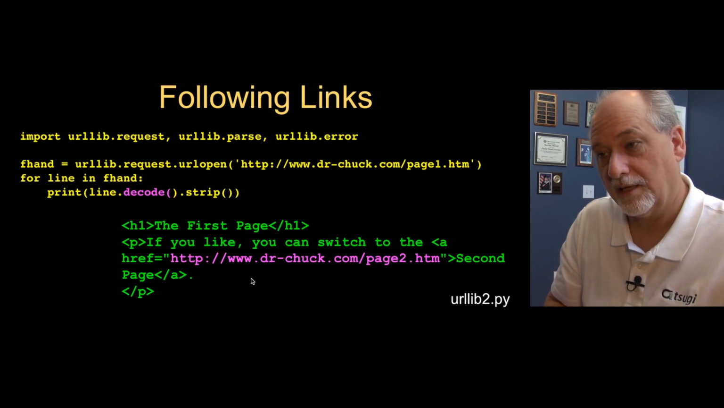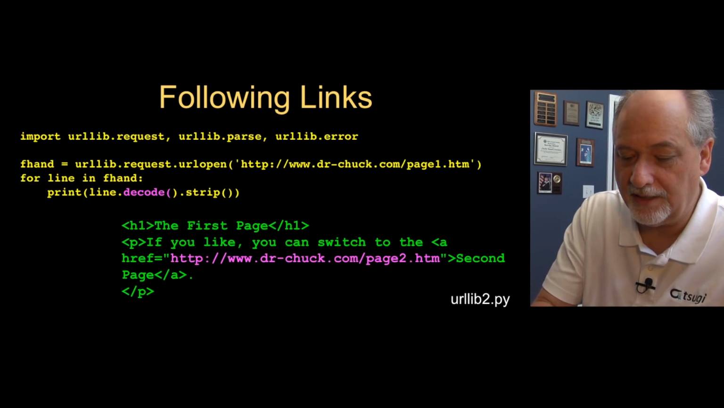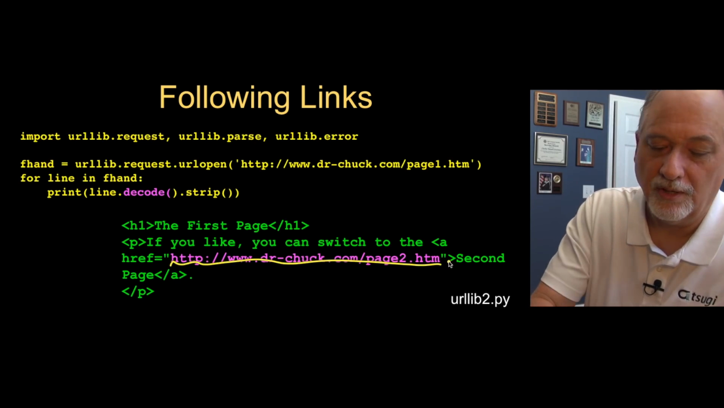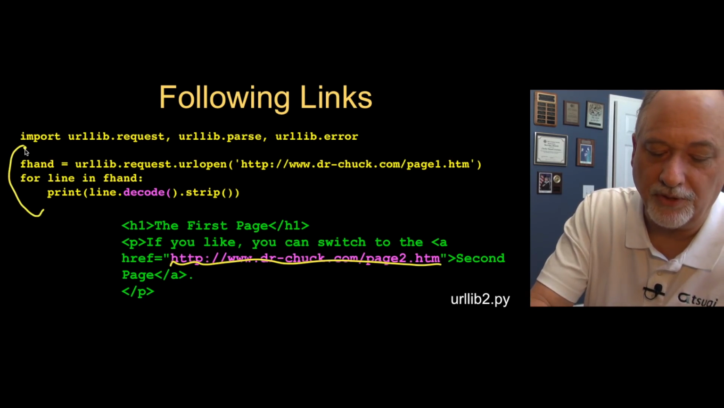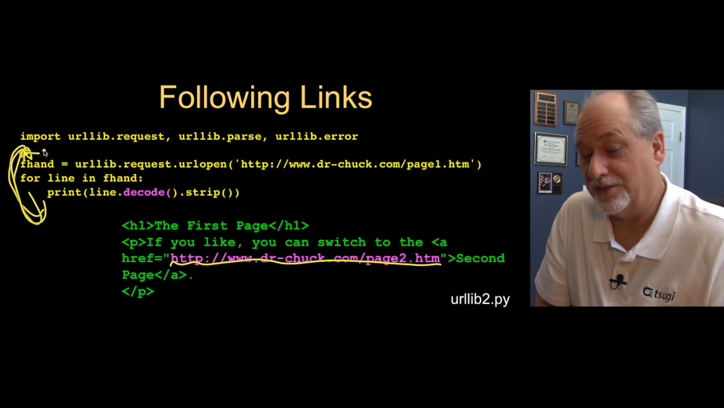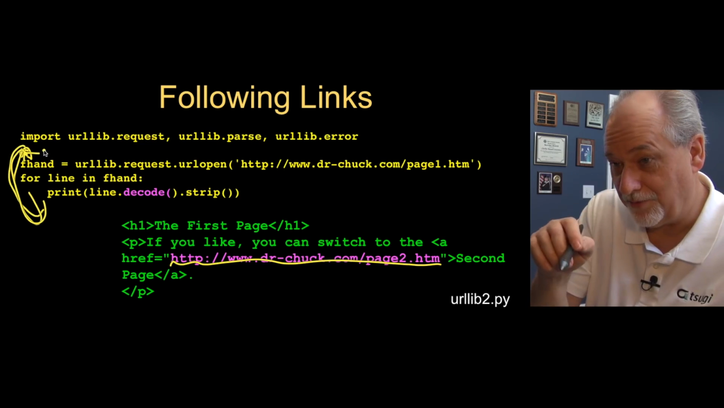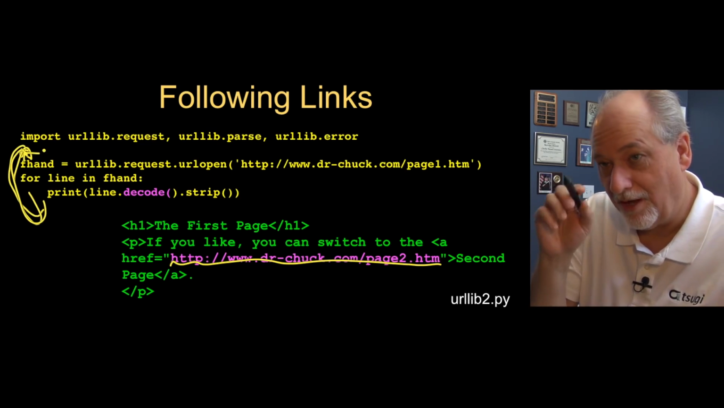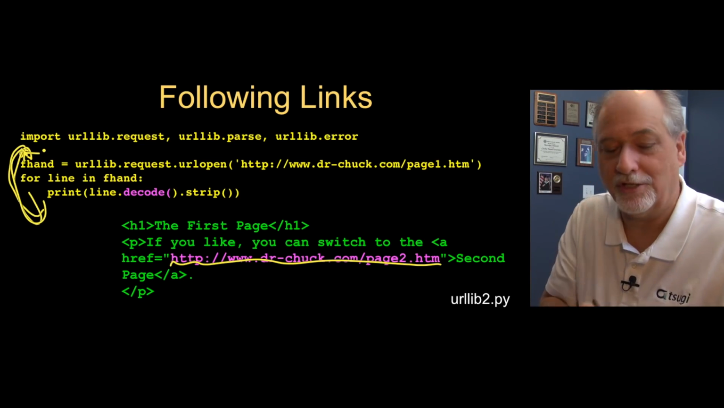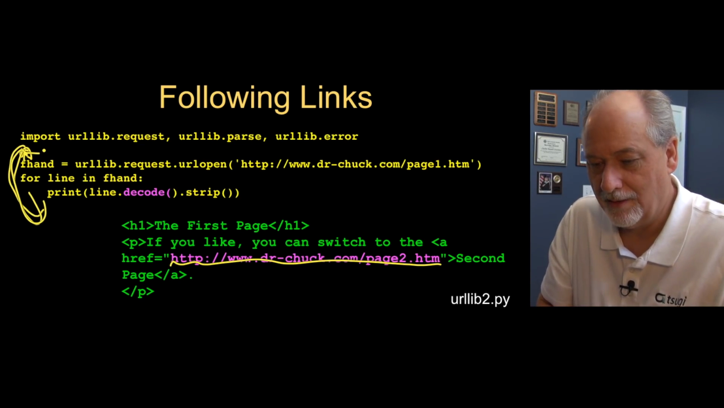So if you can come up with ways to find these links, you could actually write a bit of code that would then have a loop that would go up and open a new one. Pull out the links, open a new one. Pull out the links, open a new one. And so you could write a program that would retrieve a page, find the links in the page, and then retrieve those links. And we'll actually do that before the end of the class.